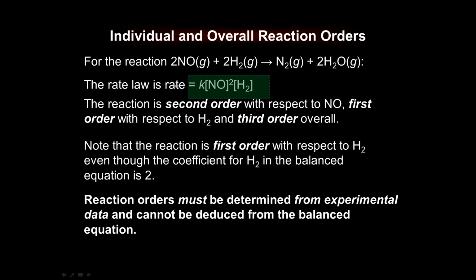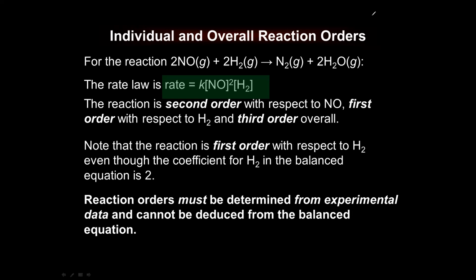And you'll see that we have, actually, I should include rate. Rate is equal to k, that's some constant, times the concentration of nitrogen monoxide squared times the concentration of hydrogen. And when we're reading this, when I was talking about orders earlier, what we're saying is that the rate of this reaction is going to be, we'll say, second order with respect to NO, and first order with respect to H2, and that is third order overall.